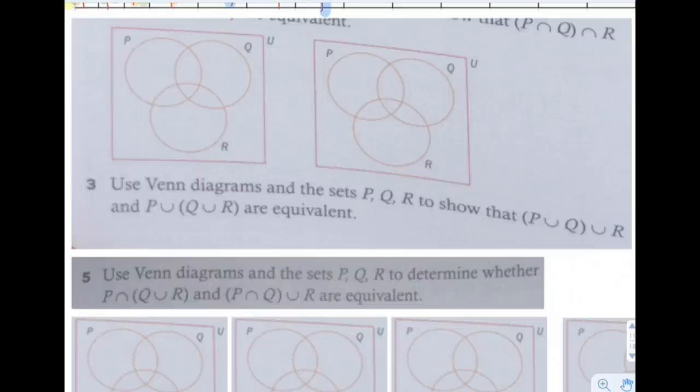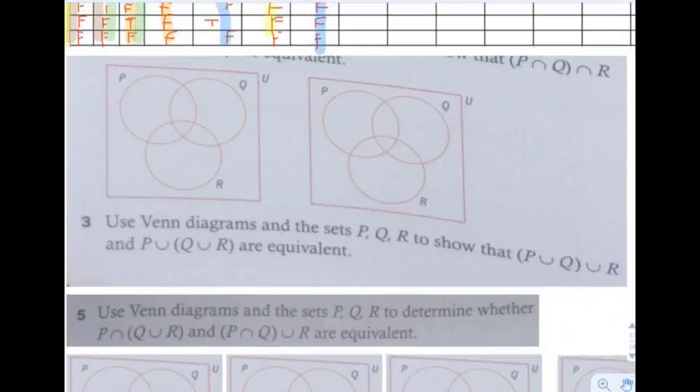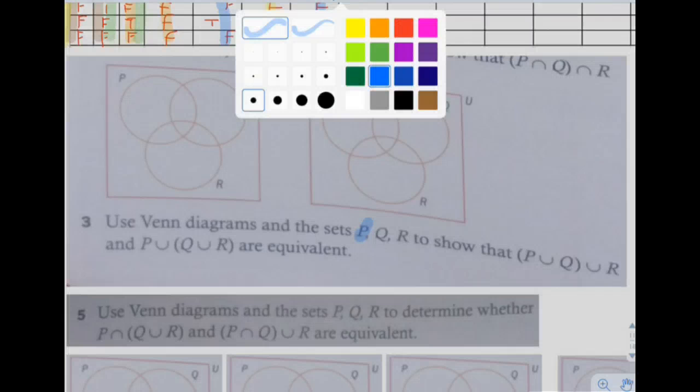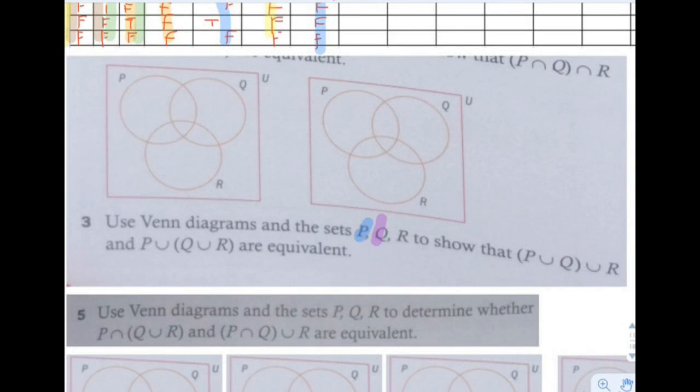Number 3, use Venn diagrams and the sets P, Q, and R to show that P union Q union R and P union Q union R are equivalent. Okay, so we're going to use Venn diagrams. Think back to Venn diagrams. So let's give color codes to this. P would be blue, Q would be purple, and R is going to be brown.